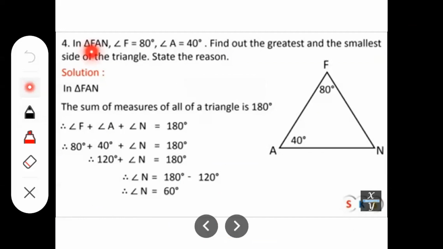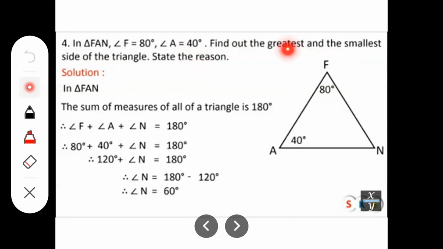Here triangle FAN is given. You can see triangle FAN, and two of the angles: angle F is 80 degrees and angle A is 40 degrees. We have to find the greatest and the smallest side of the triangle, and write the reason for it.